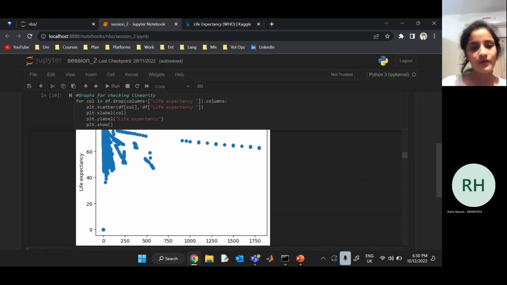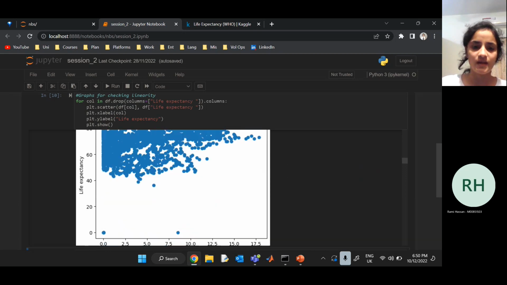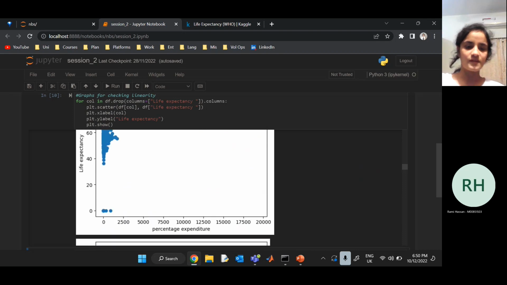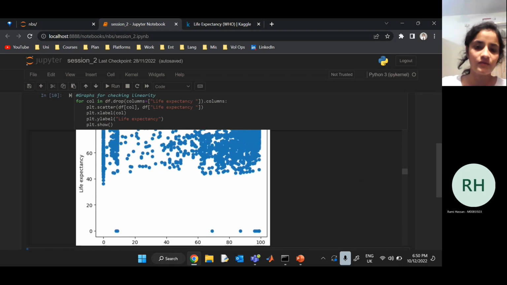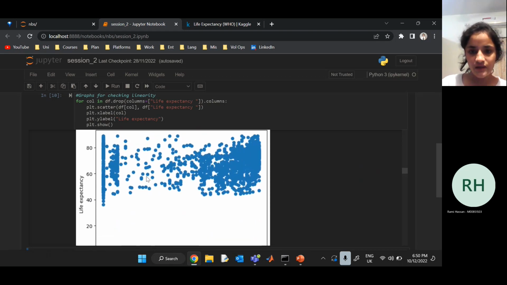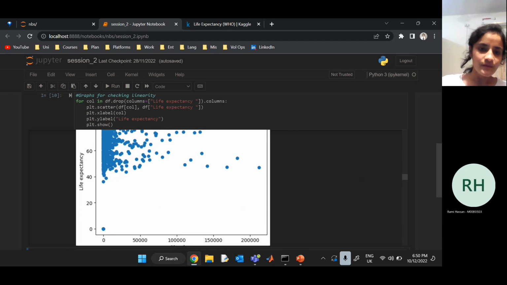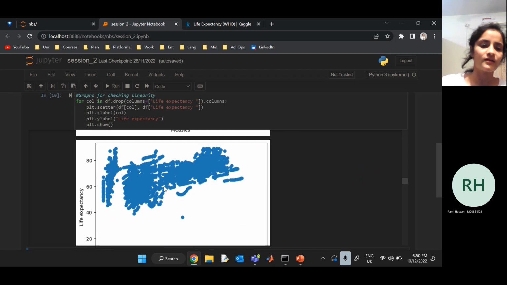This with infant deaths, of course, it's going to be negative. Here it's pretty scattered. It's with alcohol consumption, nothing much. Here also nothing much. Percentage expenditure. Next we have immunization. Here, as you can see, in the countries that have done better jobs, it's more scattered over here. Life expectancy is fairly high. Then measles cases, nothing much over here. Here it's still scattered, yeah.